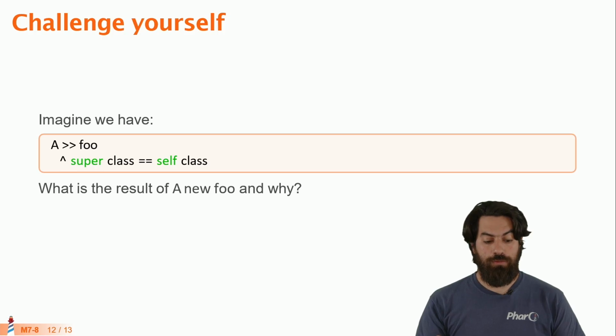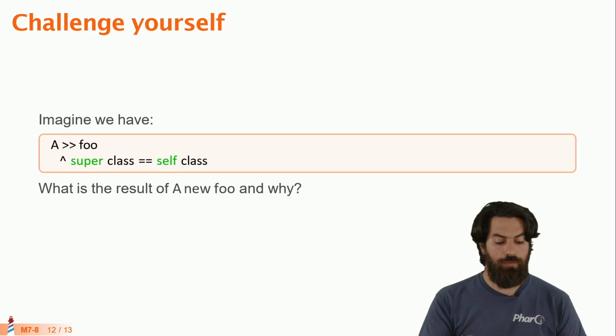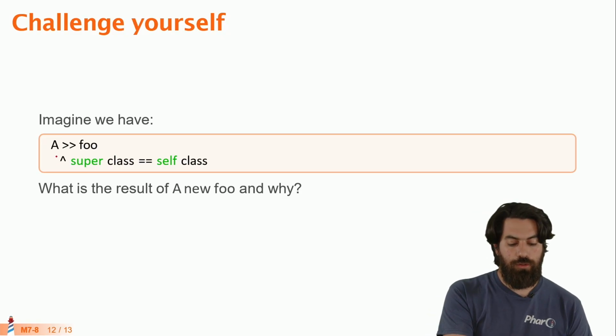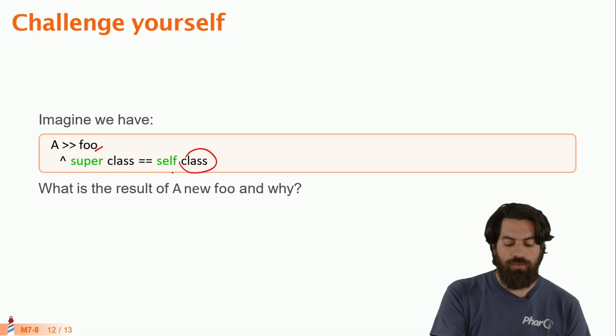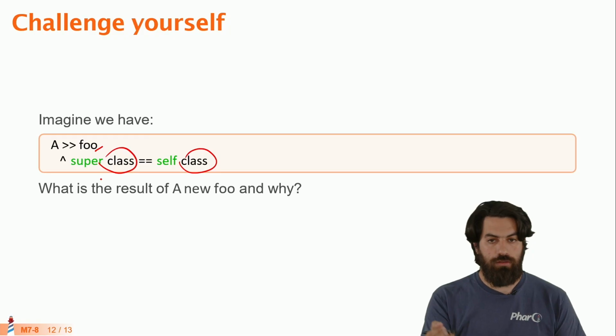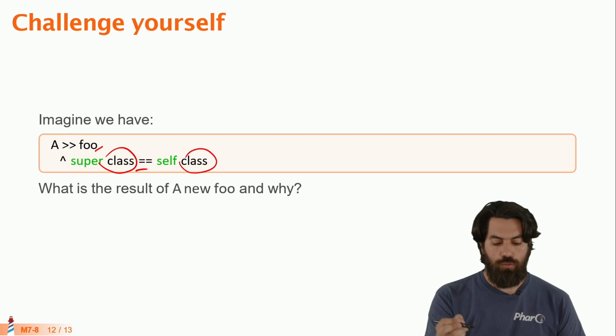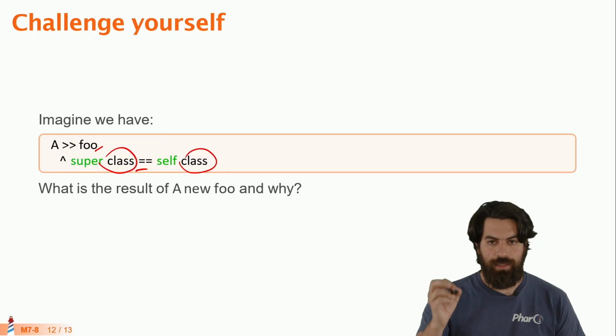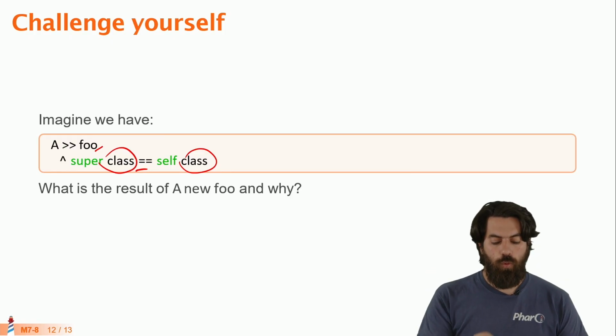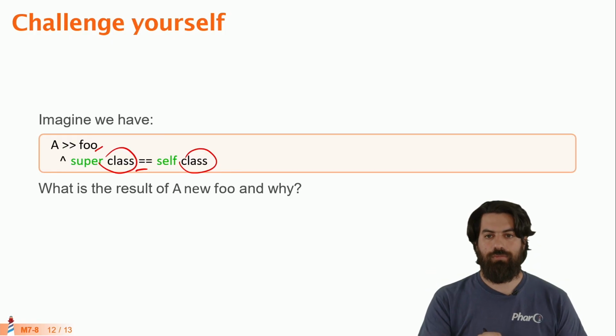Before leaving you, I leave you with this challenge, so take a couple of minutes and challenge yourself. So imagine that you have a method foo in the class A, and you do super class equals self class. Remember that class is just a message that eventually will return the class of the receiver, and equals is the identity. So it will compare if the two compared objects are the same object, not if they're equal, but they are actually the same object. So what does this return, true or false? I leave you with that.